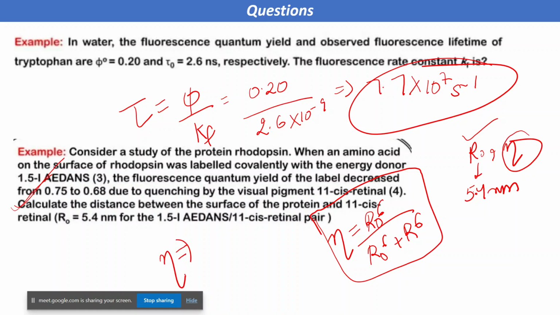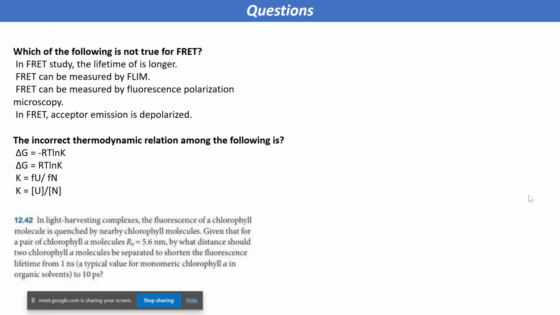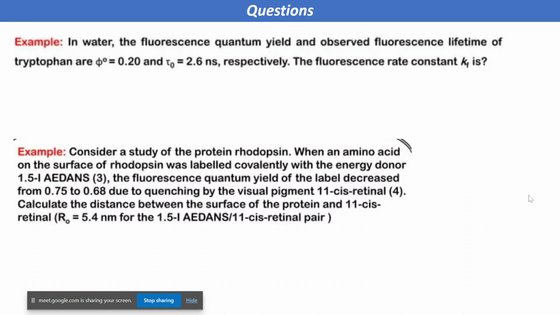And just see in the question what is given. You have been provided with the fluorescence quantum yield. So just apply this formula: quantum yield in the presence of acceptor divided by that in the presence of donor only. So it will be 1 minus 0.68 divided by 0.75. So it comes out to be 0.093. Is it clear? Now you know the energy transfer efficiency is 0.093. Now simply apply this formula.